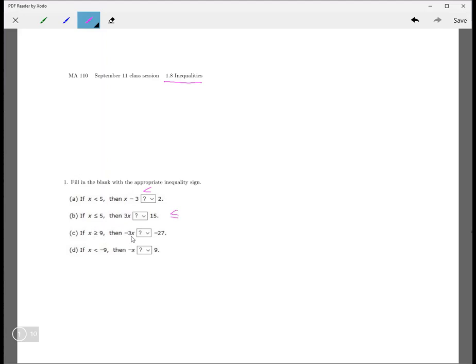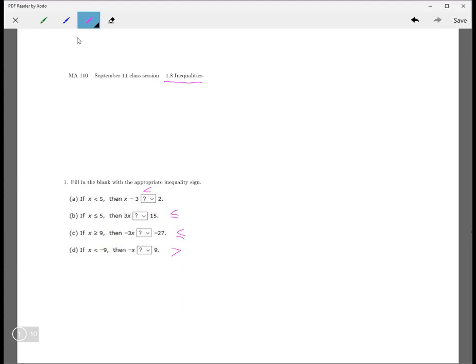Here, you're multiplying by a negative number, so the sign flips order. Instead of being greater than or equal to, it flips to being less than or equal to. And then here, you're multiplying by a negative 1, and so again your sign flips direction. Instead of being less than, it becomes greater than.